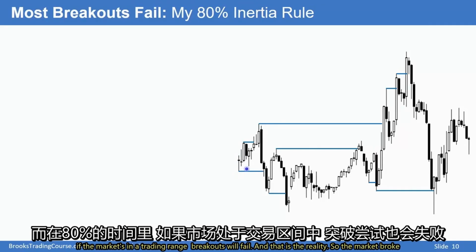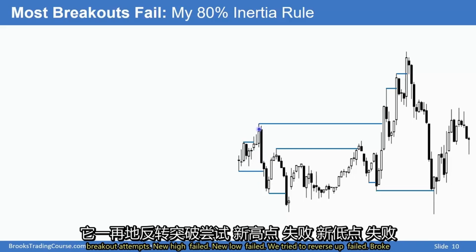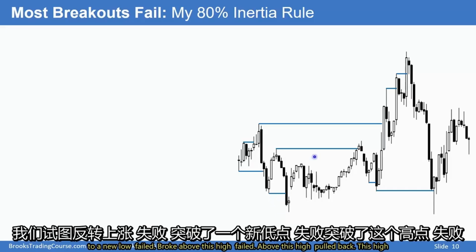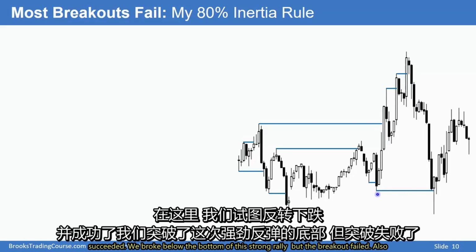So the market broke above this low, reversed up, broke above this high, reversed down. And it's just repeatedly reversed breakout attempts. New high, failed. New low, failed. We tried to reverse up, failed. Broke to a new low, failed. Broke above this high, failed. Above this high, pulled back. This high, we pulled back, tried to reverse down, tried to fail. Here we tried to reverse down, and we succeeded. We broke below the bottom of this strong rally. But the breakout failed.